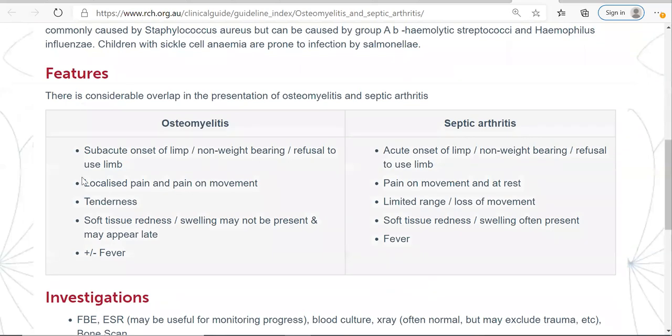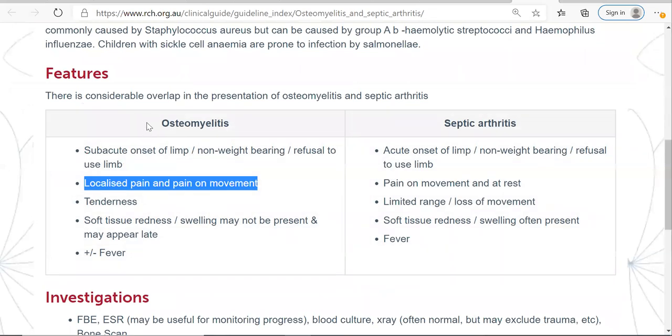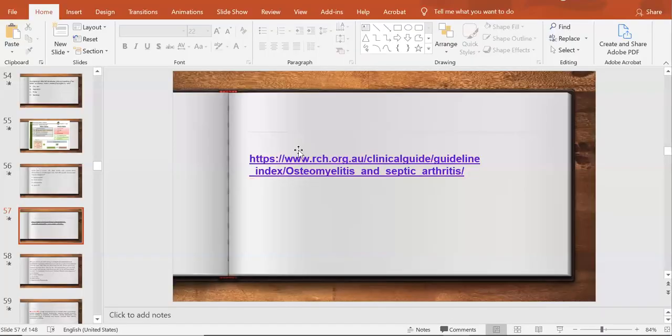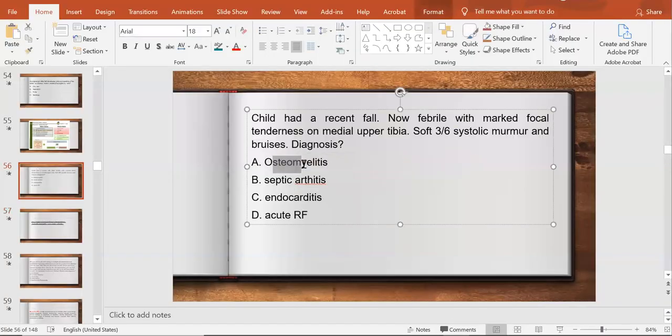Osteomyelitis. Patient has localized pain and pain on movement. We call this point tenderness or focal tenderness. That's a very, very good clue for osteomyelitis. In septic arthritis, the patient will have no focal tenderness. It's a generalized tenderness of the bone or joint. Clear? So in that case, we will choose osteomyelitis here.